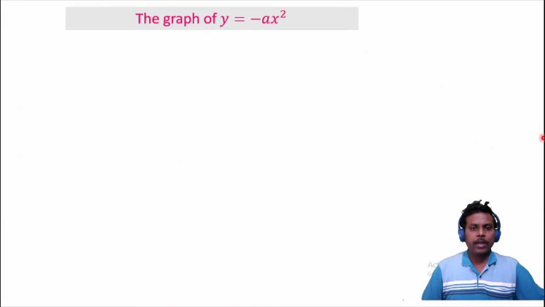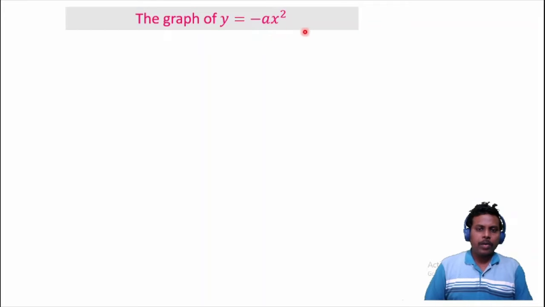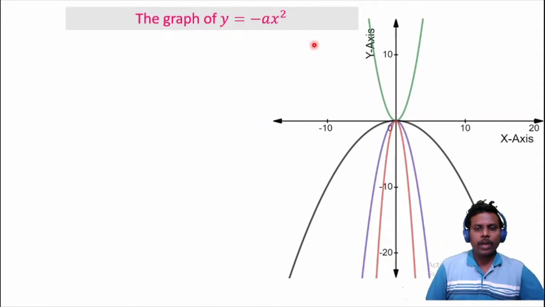Now, this is one part. In the last slide, we have discussed the graph of y is equal to ax square. Now, in this slide, we are going to discuss the graph of y is equal to minus ax square. Here, with the help of some graphing calculator, I have plotted the graphs of y is equal to minus ax square, where a takes some different values. Here are the graphs.